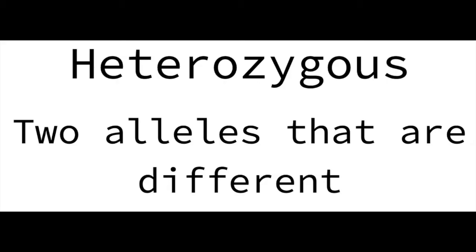But equally, we could get a different gene from our mum and from our dad. And then we have 2 genes or alleles that are different for hair colour or eye colour. And when this is the case, we say that we are heterozygous for that allele. Hetero means opposite, so heterosexual, you're attracted to the opposite sex. Heterozygous, you have 2 different genes.